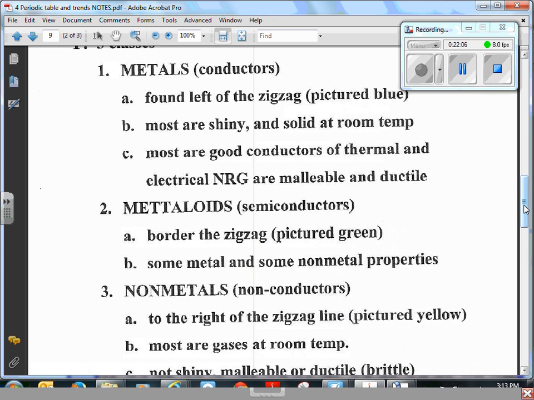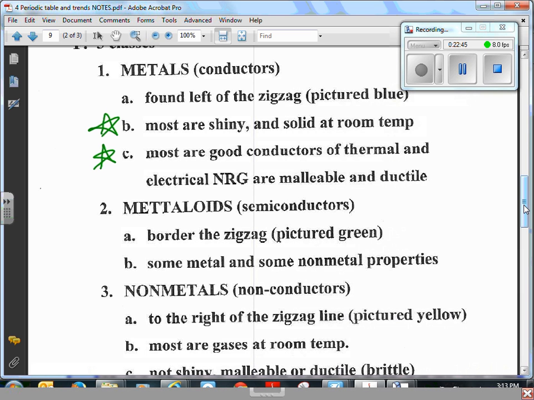Metals are shiny and solid at room temperature. Although a lot of metals that you see will have oxidation on them, so you don't actually see the color of the metal. You see the color of the oxidated state of the metal. Most are good conductors of electricity and thermal heat. Okay, so if something's good at conducting electricity, it's also good at heat. And that's because of the nature of the valence electron structure. We may talk about that later.